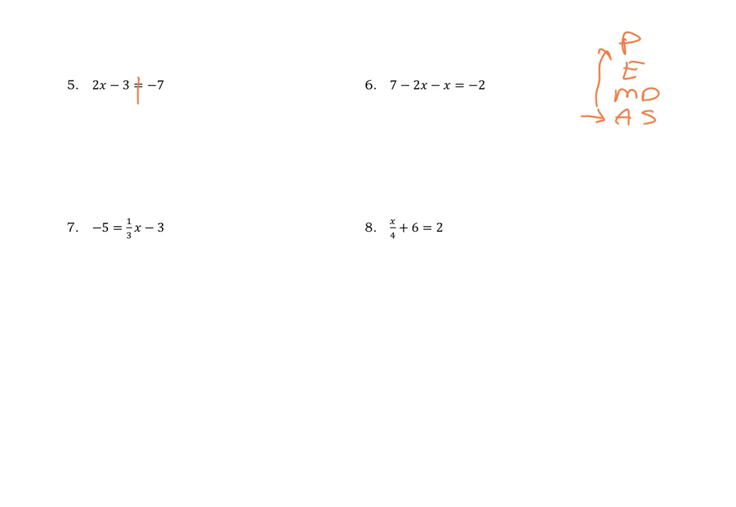So addition and subtraction is at the bottom, and I have a subtracting 3, so I'm going to add 3 first. So 2x equals -4. I move up, and next I am multiplying by 2, so I'm going to divide by 2, and I have a final solution of x equals -2. So start at the bottom of PEMDAS and move your way up.